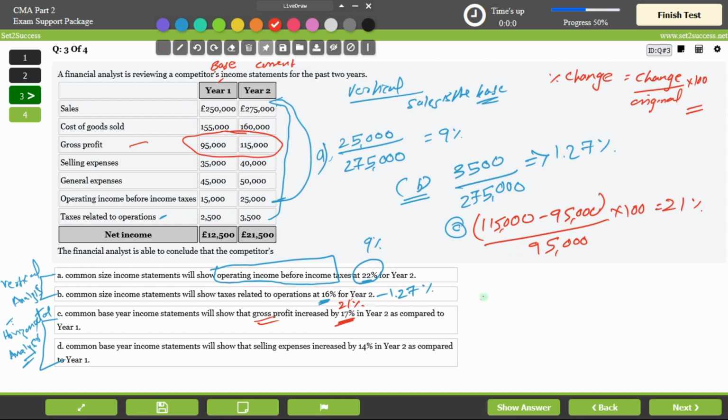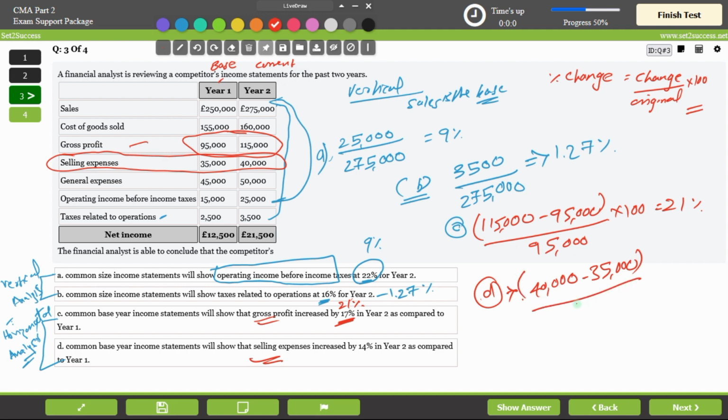Now next, D. The option D is they are asking for selling expenses. So selling expenses, we have here selling expenses. So selling expenses is 40,000 minus 35,000 by the original, change by the original. The original is 35,000, and into 100, which gives you 14%, which is the correct option D.